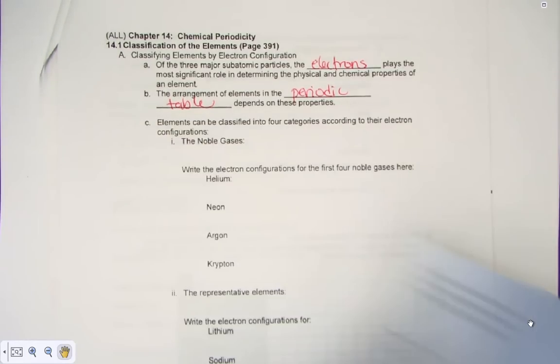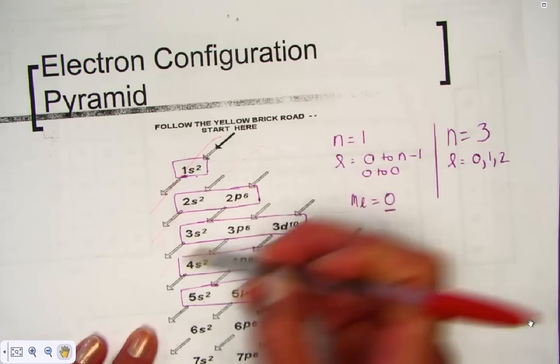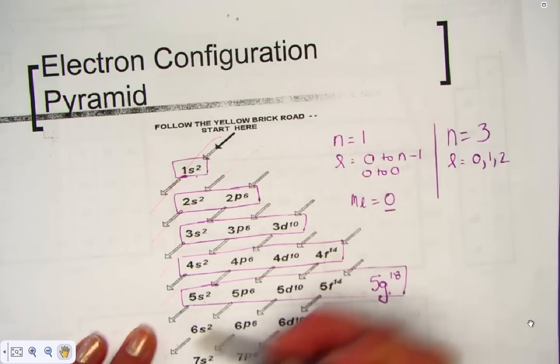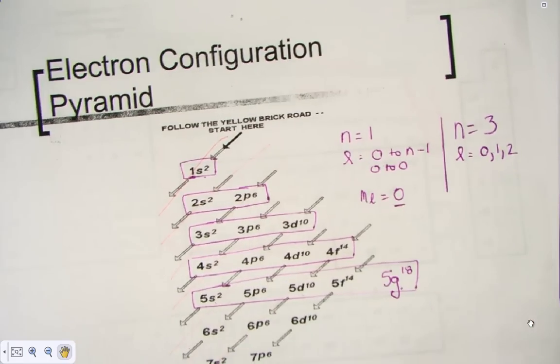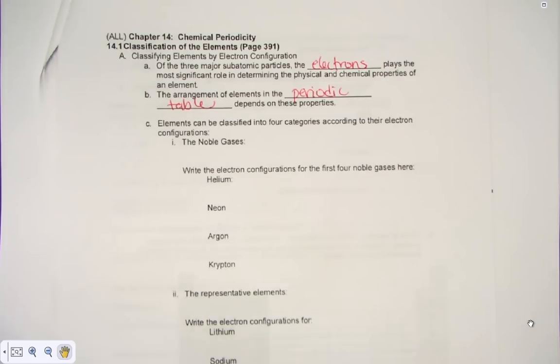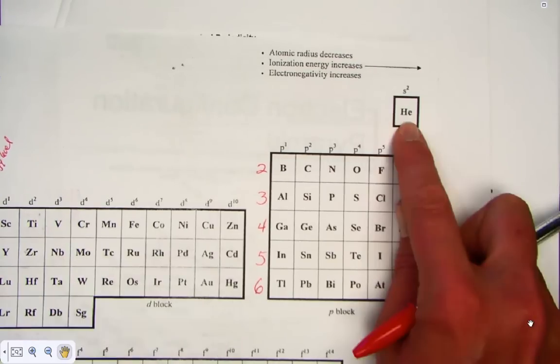Our goal is to take a look at how to move from the electron configuration pyramid, in which we follow these diagonal lines, and to show instead how to use our periodic table to figure out the noble gas arrangements.